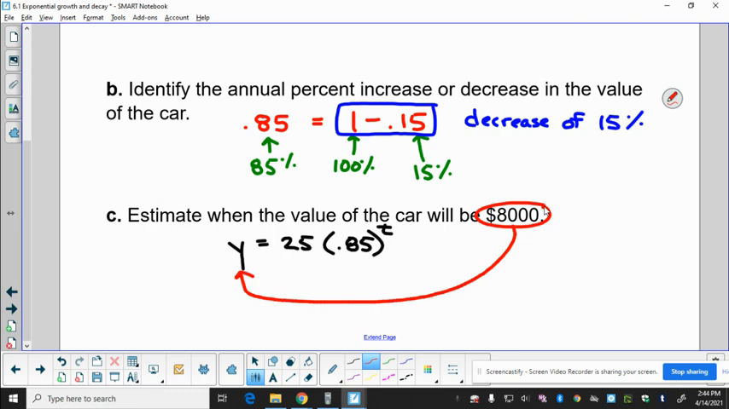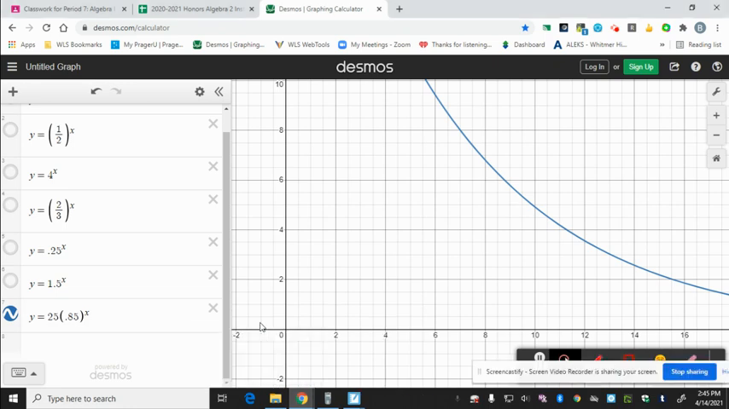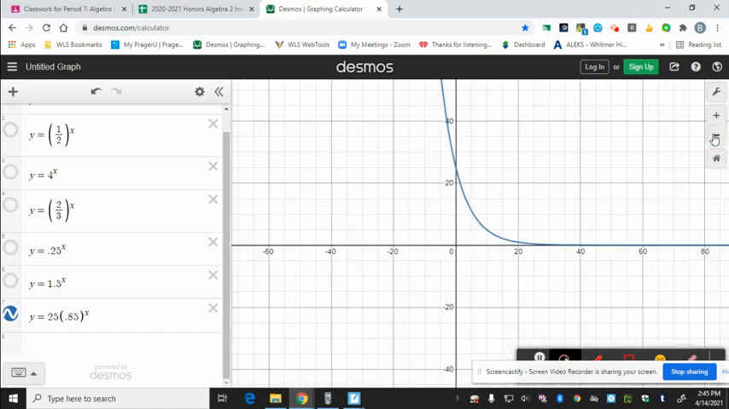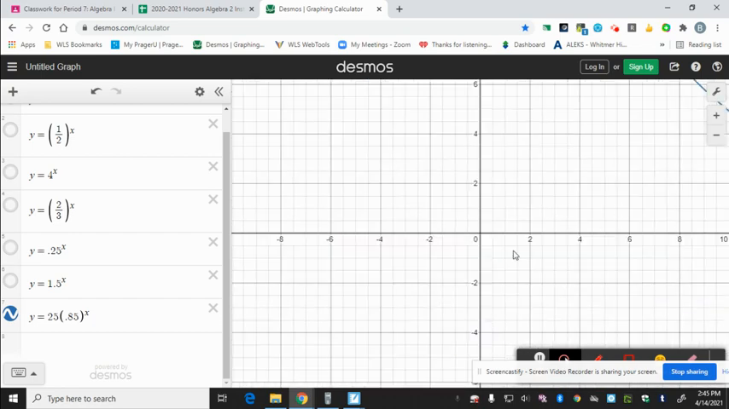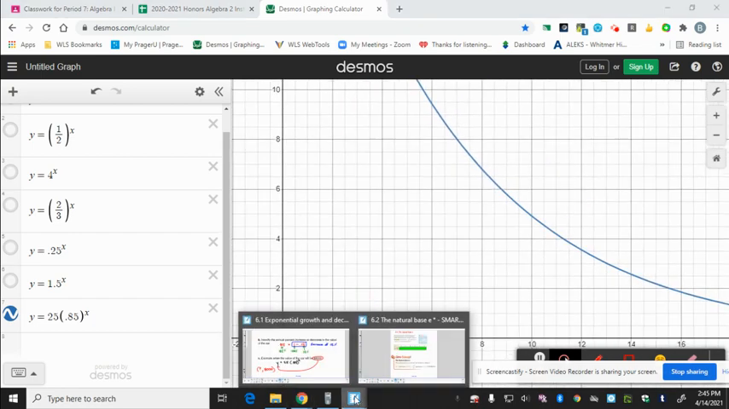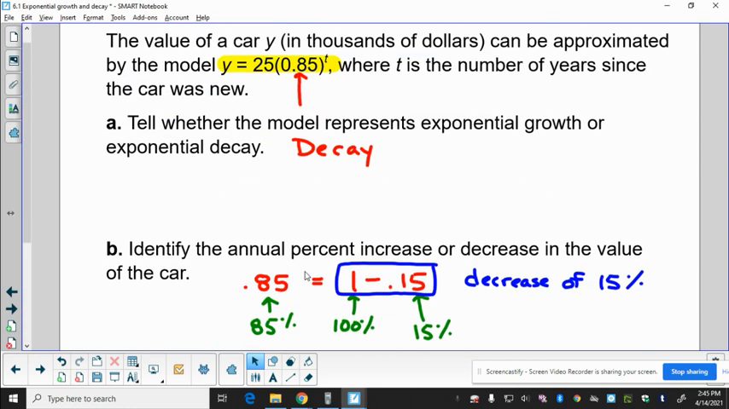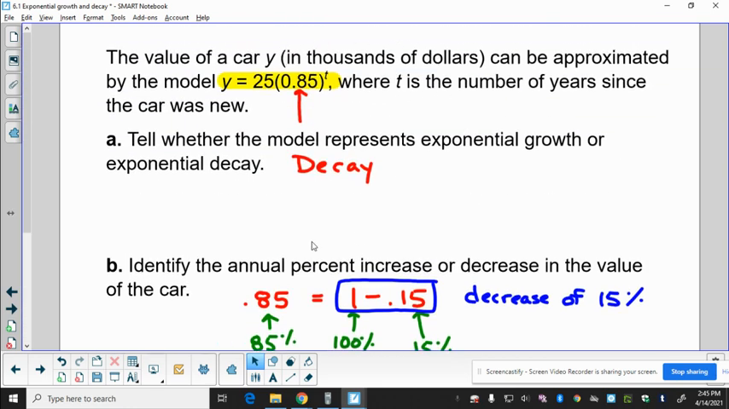So basically what I'm doing is I'm looking for an ordered pair with a Y coordinate of 8,000. Let's see if I can find that on Desmos. So here we go. Now my graph is going to need to be zoomed way out, except for not. Let's recenter that. Let's rethink this. Let's go back to this presentation. Isn't everything in terms of thousands of dollars, isn't it?